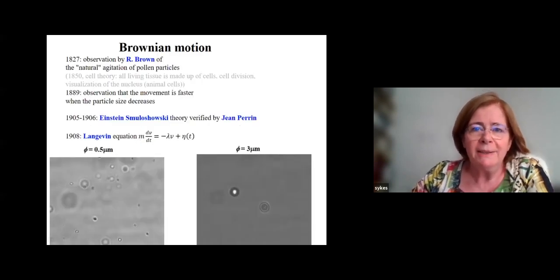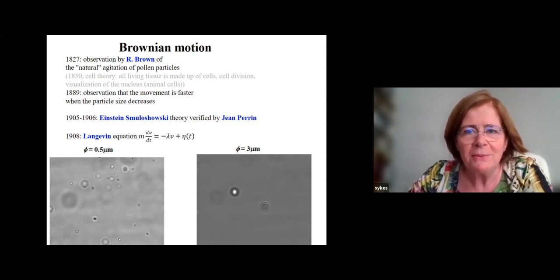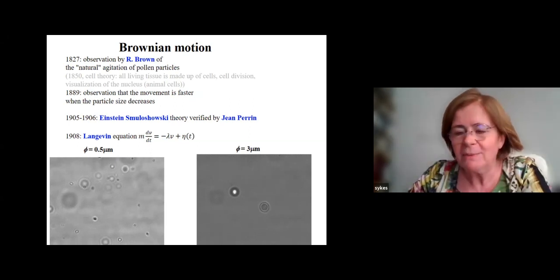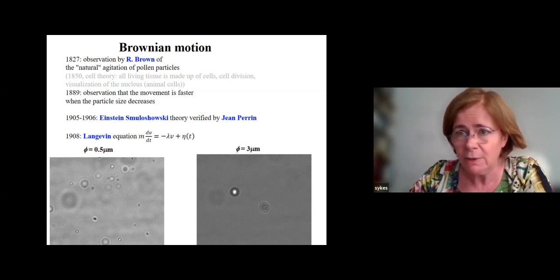Right, so I will go back here to active systems, where we can sort of get inspired. Just to remind you that Robert Brown was the first to observe the natural agitation of pollen particles. And it's interesting to see that this discovery was during the discovery of the cell theory, that cells were active living systems. You may remember that Robert Brown and his colleagues thought that pollen grains were some active particles.